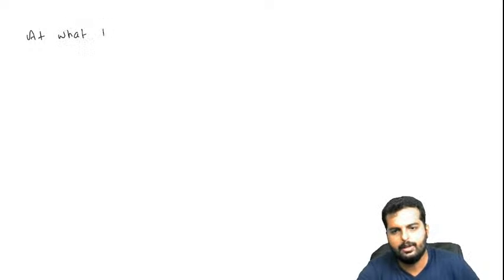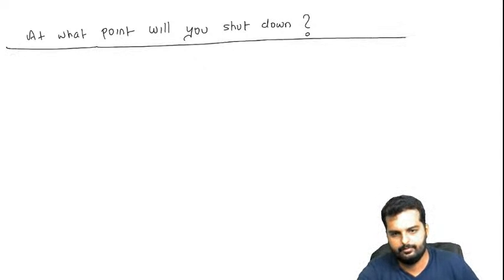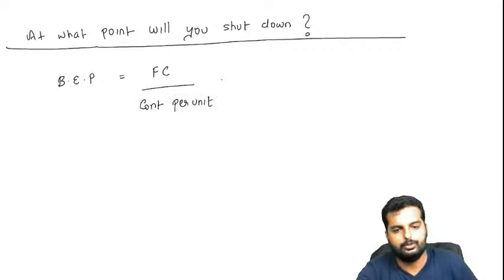So, my question to you is, at what point will you shut down? This is the question I'm trying to ask you. I'll just give you a few numbers based on which we will do it. First, let us find out the break-even point. Friends, break-even point means what? No profit, no loss, correct? So we have the fixed cost divided by contribution per unit.